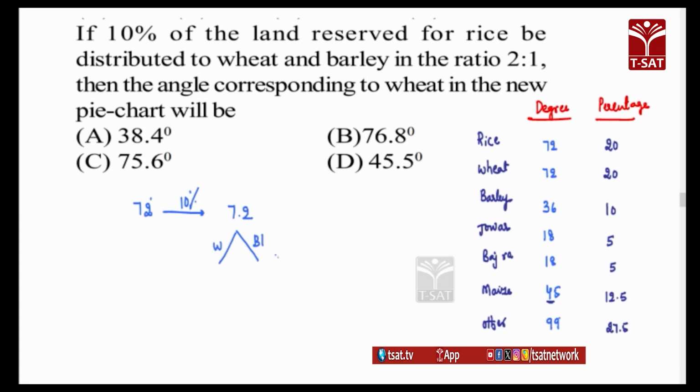In the ratio 2:1, 3 parts is 7.2 means each part is 2.4. Therefore, 2.4 into 2, 4.8, 2.4 into 1, 2.4. I am distributing 7.2 in the ratio 2:1, ratio should be clear, right? So, now wheat gets how many degrees extra? So, here 4.8 degrees extra, but wheat already has 72 degrees. Therefore, in the new graph, the degrees which represent wheat is going to be 72 plus 4.8, that is 76.8 degrees. So, your answer is 76.8 degrees, option B here.